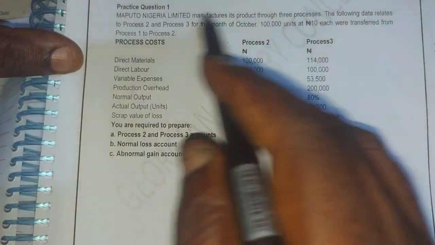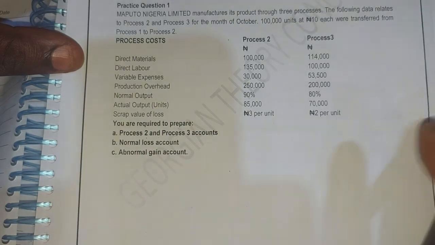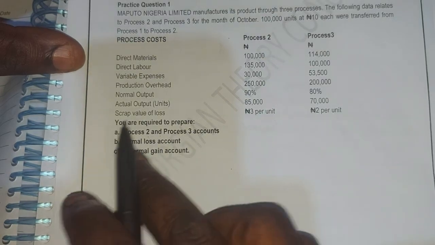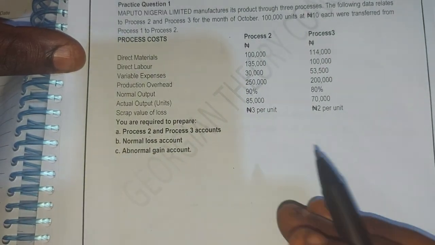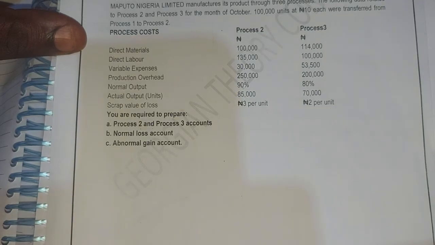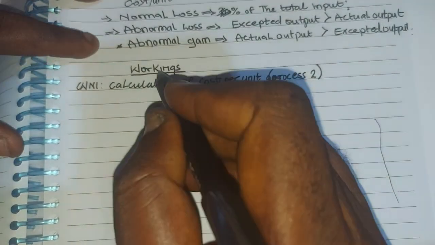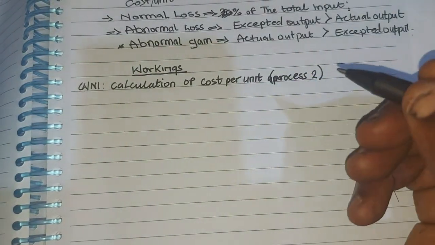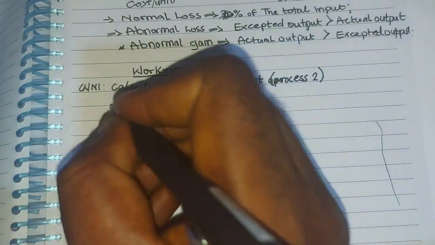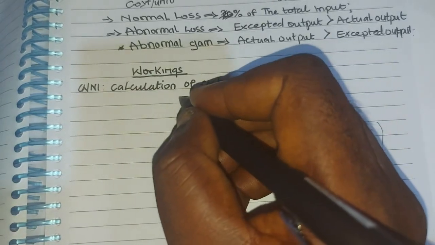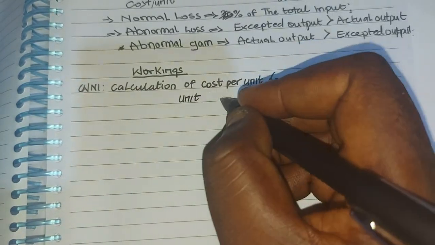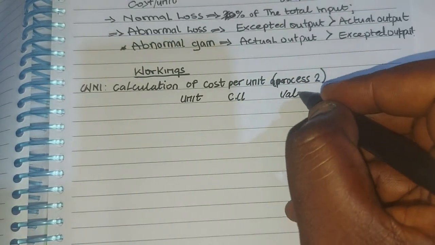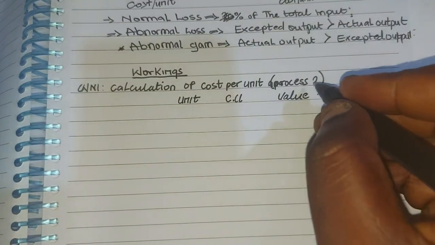So I'm going to do the calculation, the workings, in this video. Then in the next video we'll look at how the process account is actually prepared. Okay, so to do that, what do you have? You have the calculation of costs per unit for process 2. Now this is a format. What you have here, you have your units, you have your cost per unit, and you have your value. That's the value, okay, for process 2.